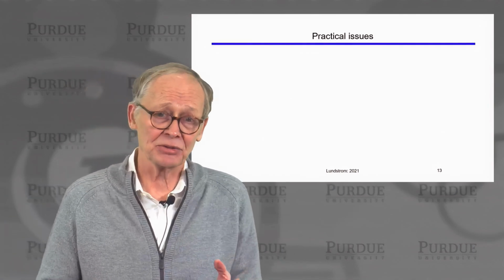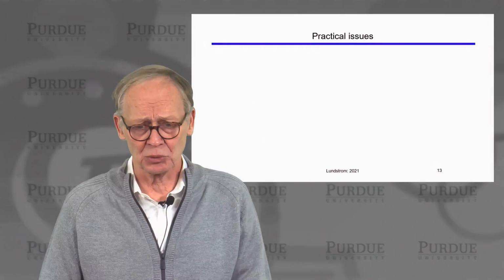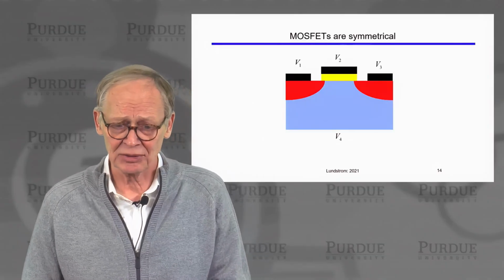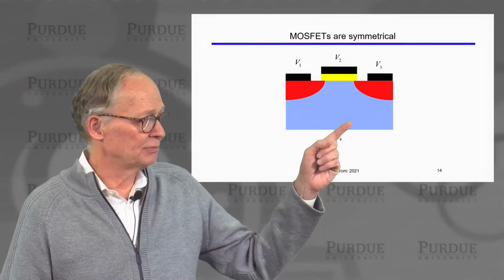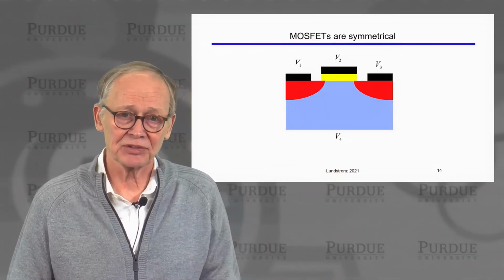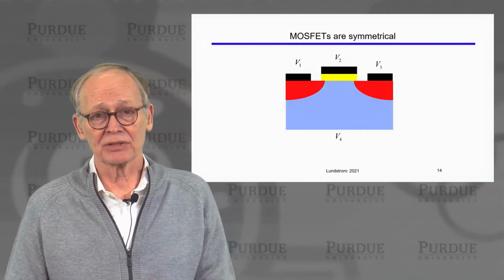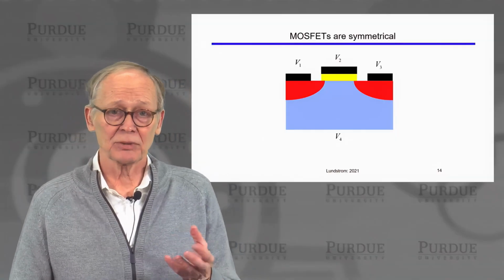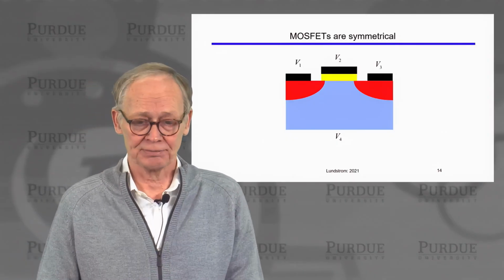Now, these are some issues that people discovered and had to learn and deal with. There are other issues as well. There's some very practical issues. One is that MOSFETs are symmetrical, that we have a source and a drain, but the source and the drain in most MOSFETs are identical. So if the voltage is changed during the operation of the circuits, the terminal that we identify as the source or the drain will switch.